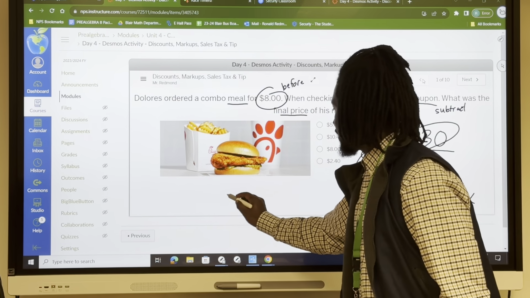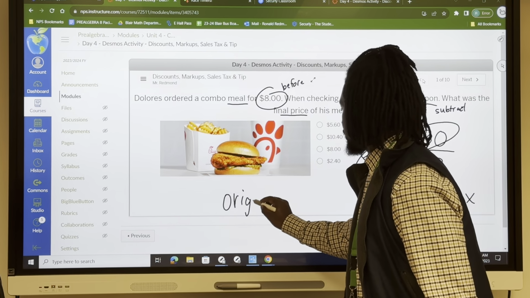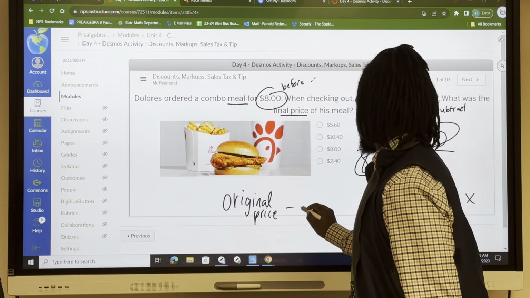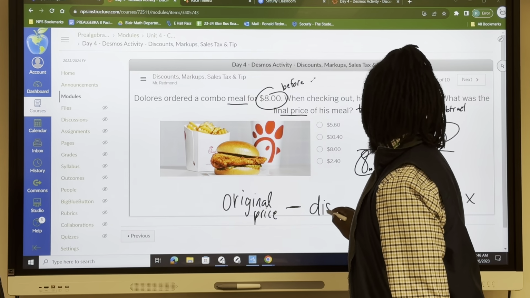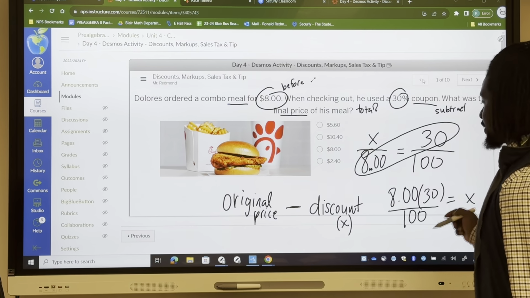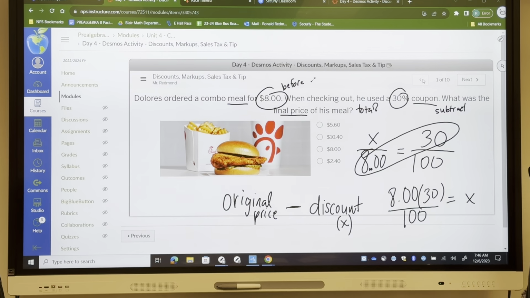Then I have to take the original price and subtract the discount, which is what we got as the X. And that will give me the final price of the meal.